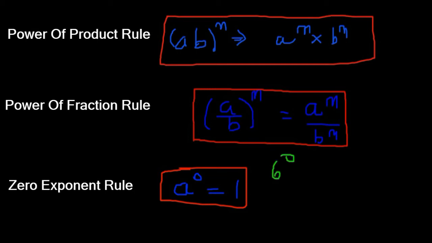6 power 0 is equal to 1. 23 power 0 is equal to 1. You can take any large number. Any large number with the power 0 can give only 1. Okay, now let's move ahead to the next rule.